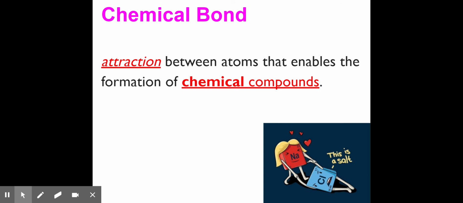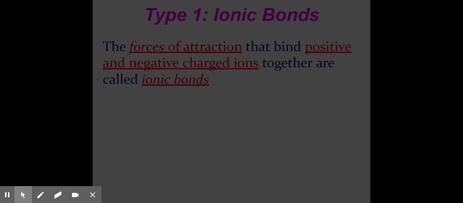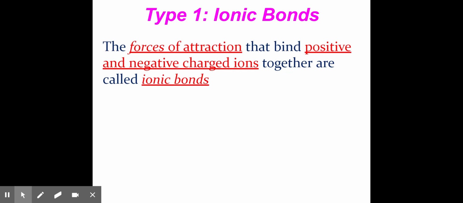So first, let's write down what is a chemical bond. A chemical bond is the attraction between atoms that enables the formation of chemical compounds. Chemical bonding is basically positive and negative attraction between atoms. Okay, and type 1 bond, we call it ionic bonds. It's basically between ions. It's the forces of attraction that bind positive and negative charged ions together. We call them ionic bonds.